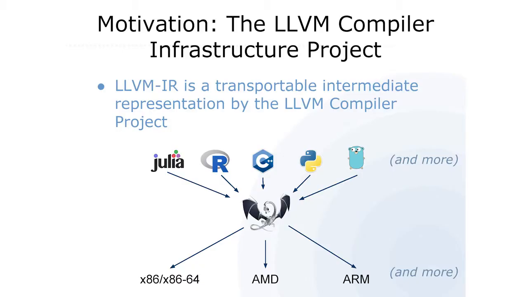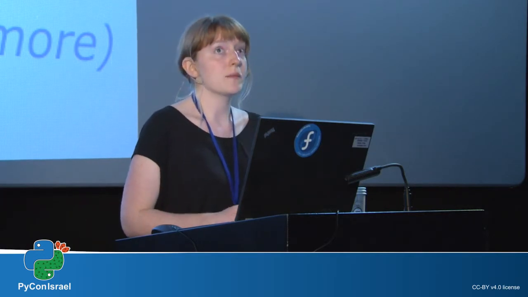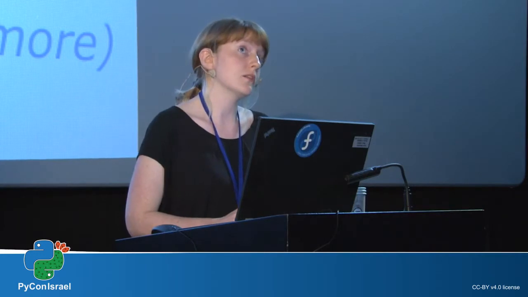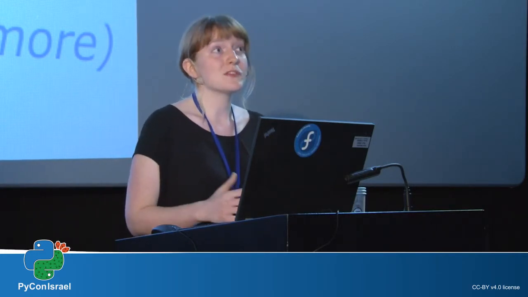LLVM IR is an intermediate representation, which means that it's somewhere in between the original code, which in our case is Python, and the machine code, which is specific to the CPU. The great thing about the LLVM IR project is that a ton of projects have already been done with it, so there are a ton of existing compilers for a lot of different popular languages. When I got started with this project, about 3 years ago, there wasn't a great Python compiler to LLVM IR, and now there's a bunch of different solutions.